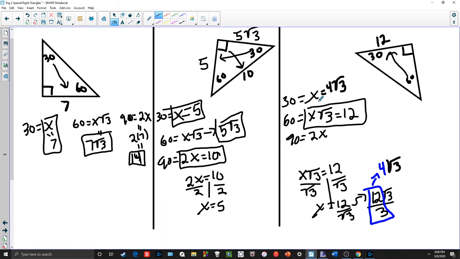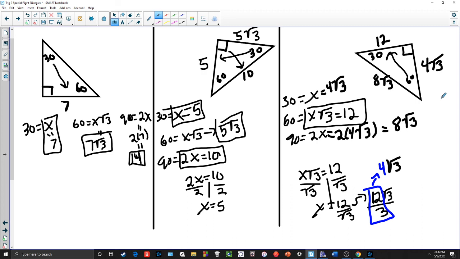So now, again, if we know that that's x, we know that 90 is going to be twice that. So 2 times 4 root 3, which, again, all you do is just 2 times 4, which is 8. This would be 8 root 3. So 8 root 3 here, and 4 root 3 there. And again, 12 there. And that would be your triangle.